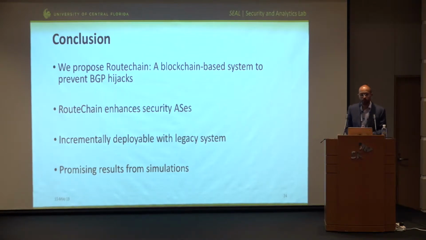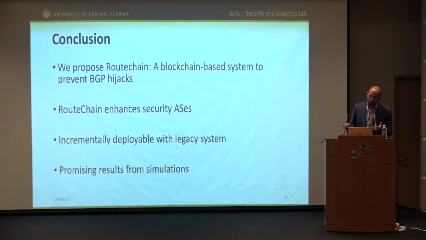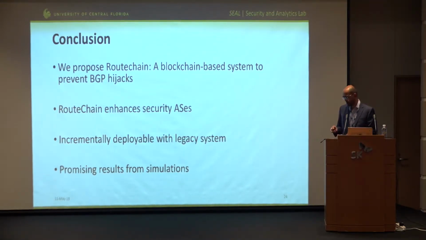So in conclusion, we have proposed RouteChain, which is a customization of a generic blockchain system. It's a blockchain-based system to prevent BGP hijacks or address BGP hijacks. It enhances security of ASs, and is incrementally deployable with legacy systems. More details on this argument are in the paper, and it is promising with results from simulations.